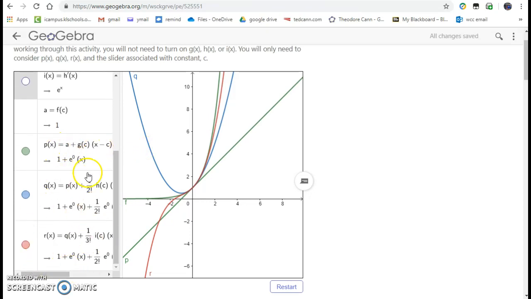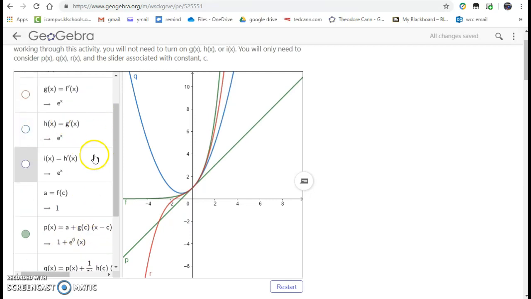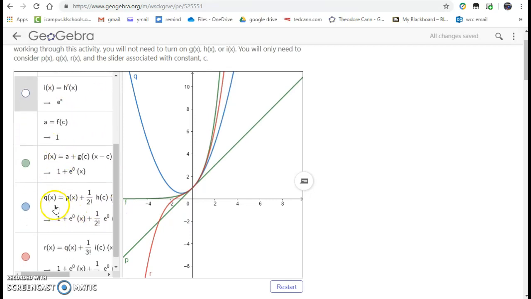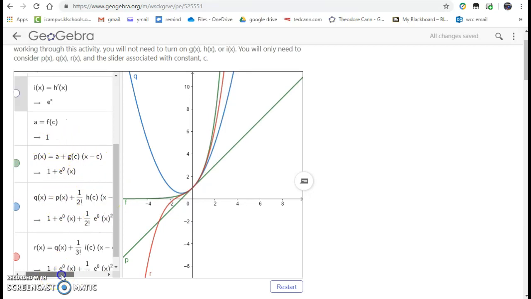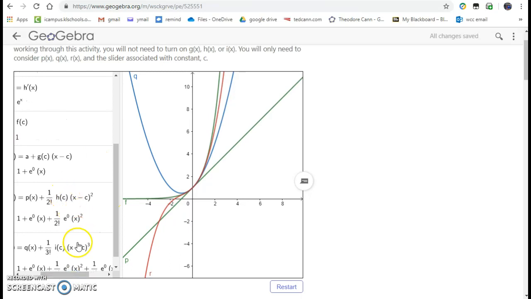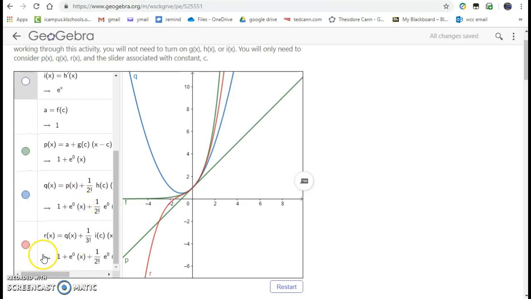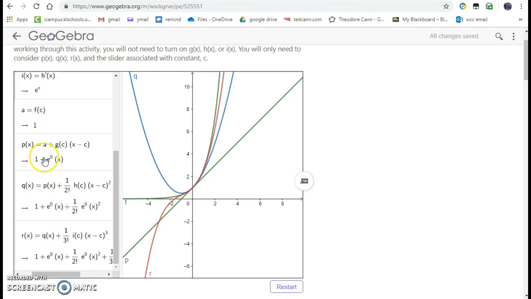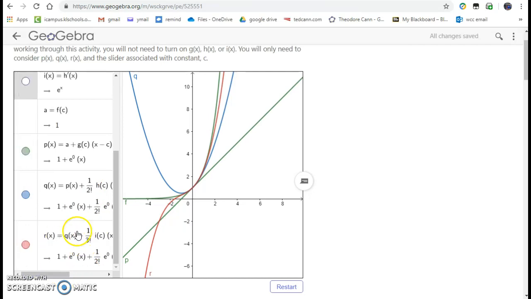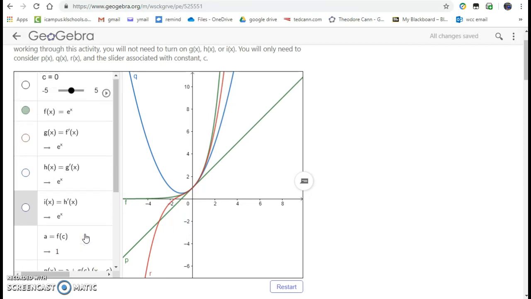So p of x is accounting for the first derivative only. q of x accounts for the result of p of x added to the term of the expansion involving the second derivative. And r of x involves the sum of the previous stuff. So basically q of x, which is already p of x, plus another term, and I'm including a third term. As you work your way down the line, you get more and more terms in the Taylor polynomial. So what you're going to have to do is account for two things.